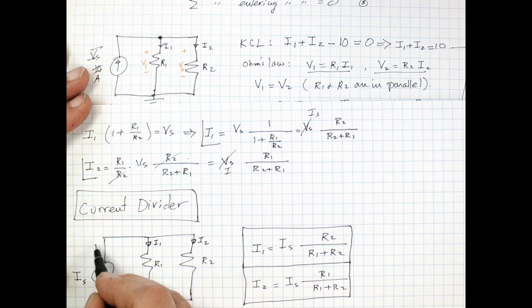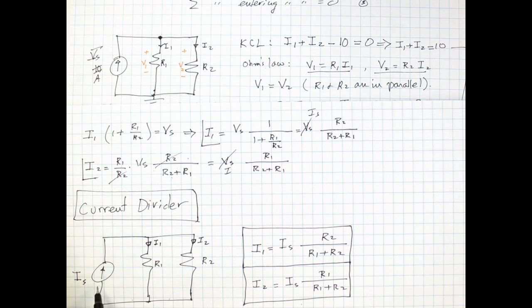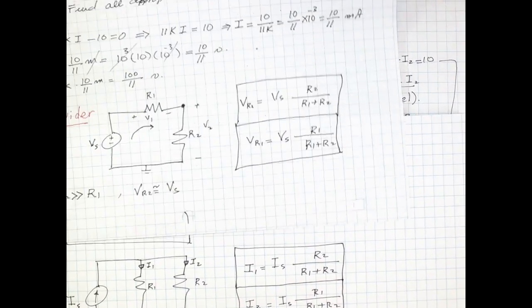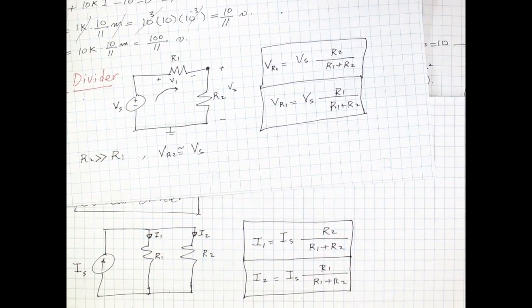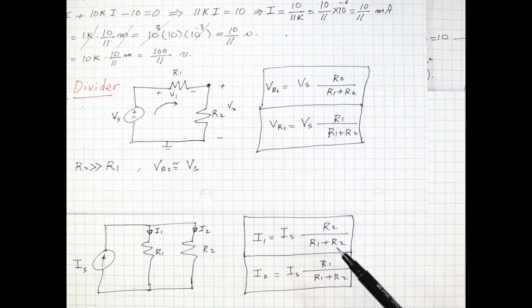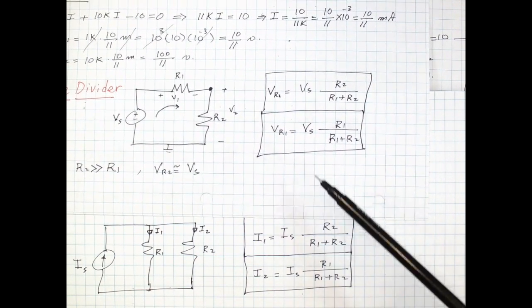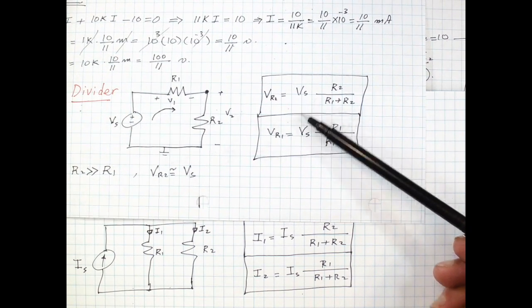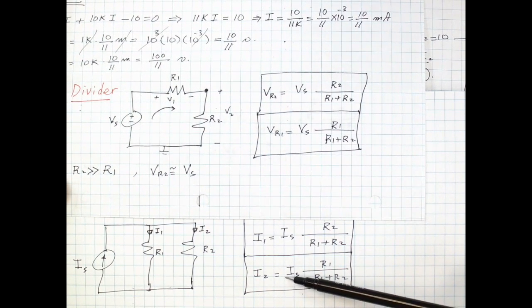So the current source, current flows. This much of it goes through R1, and this much goes through R2. If you look carefully at these formulas, let me put down the formulas for voltage and the current divider. You will see that there's a similarity between the formulas. In both formulas, we have the value of the source in front. In both formulas, you always divide by the sum of the resistors.